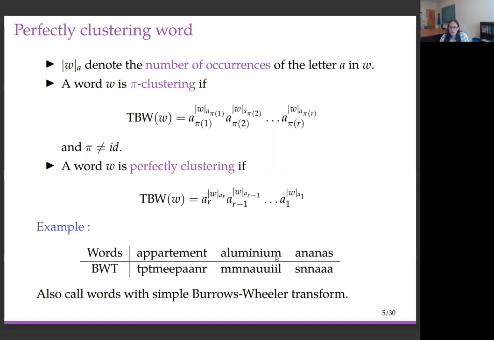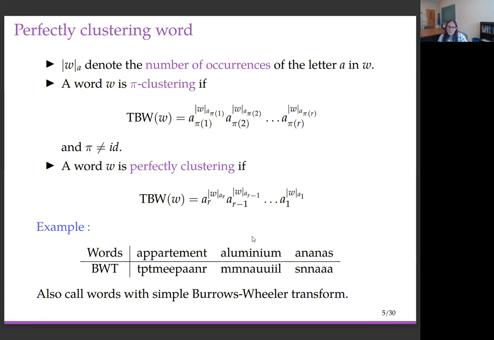If you take the word aluminium, you see that it's pi-clustering, because each occurrence of each letter is grouped together. So you get the occurrences of M, N, A, U, I, and L. But it's not perfectly clustering because, for example, A is the smallest letter, but it appears in the middle. So it's pi-clustering for a certain permutation. And the word anana will be perfectly clustering, because it groups together all the occurrences of the same letter, and the biggest letter is at the beginning, and it goes on like that.